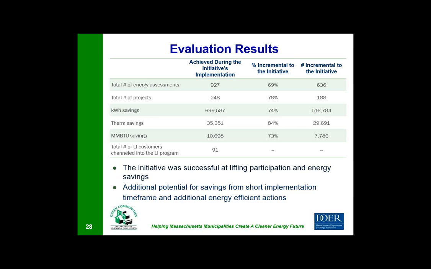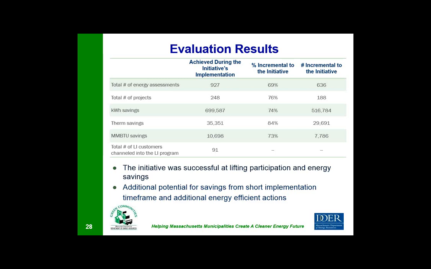So you can see there were 927 total energy audits, or energy assessments, completed through the initiative. Of those, 636 would not have happened if it hadn't been for the enhanced incentives and the enhanced marketing. This next line talks about the number of projects. Those are things that are recommended by the auditors when they go assess a home. They identify areas where residents might make energy efficient improvements to save energy.